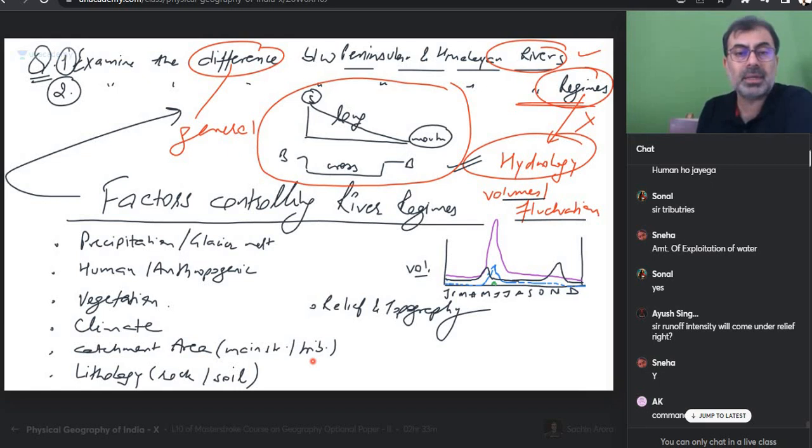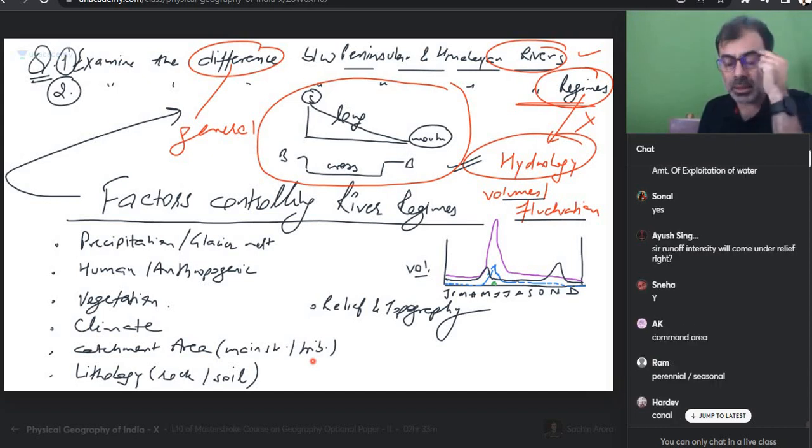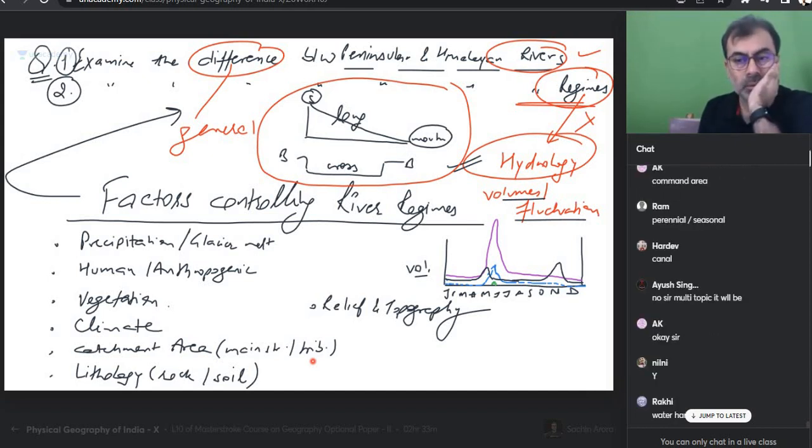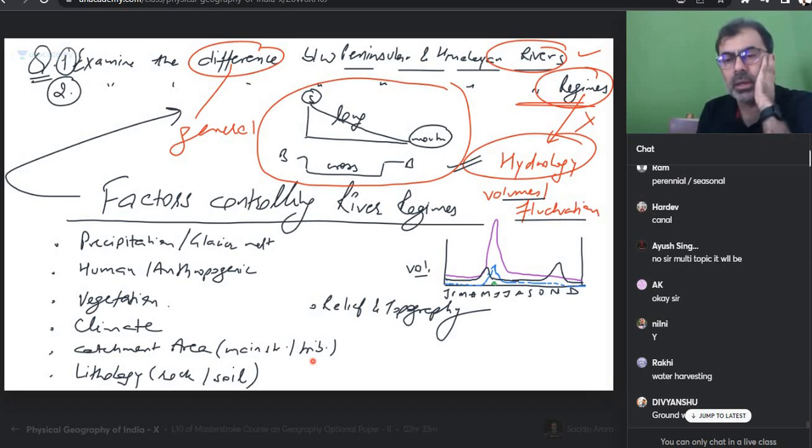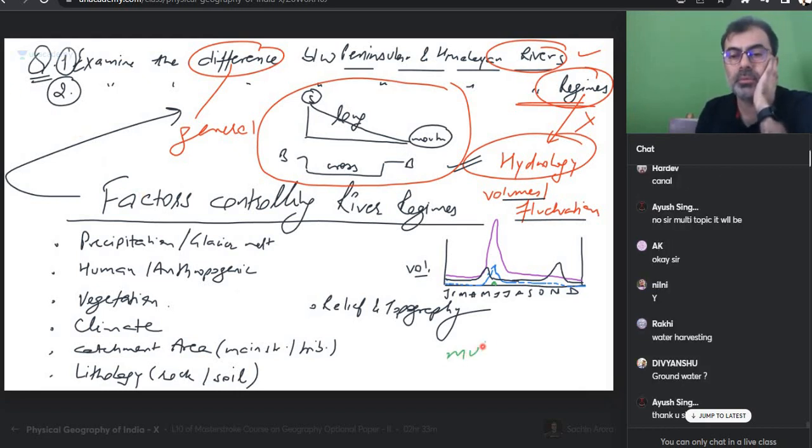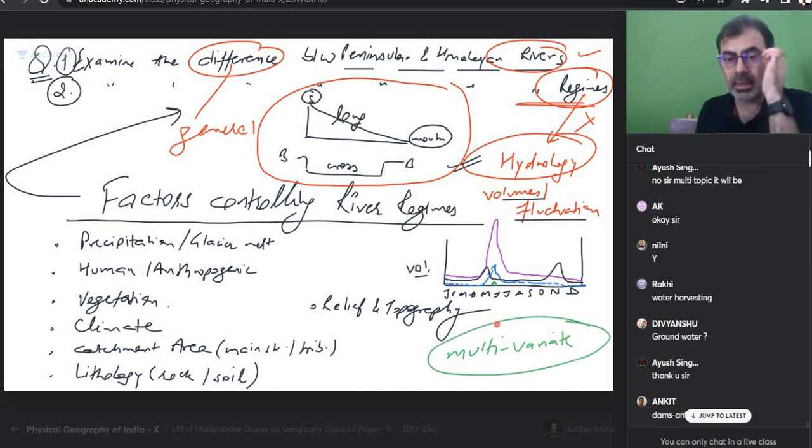एक is saying command area तो बाद में आता है. River regime and command area is human use only. How human beings are using it. Is everyone okay? देखना शुरू करें. हाँ, Ayush is saying multiple topic. Ayush will not say multiple topic. The right term is multifactorial. Yeah, that multivariate. If you start using these terms, your answer will become more powerful. Multivariate, not multi-topic. Yes, Ankit, dams are anthropogenic.